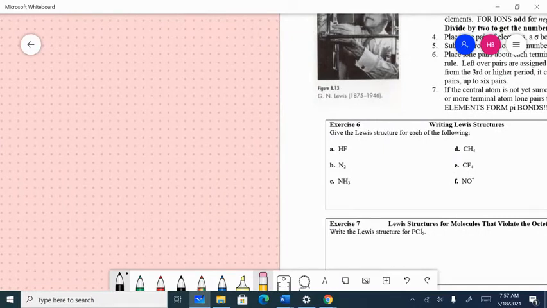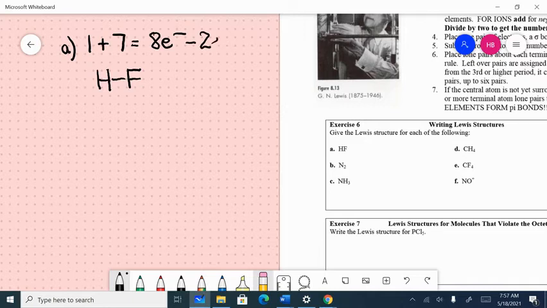So HF. First, I add up the number of valence electrons. I can find that by the Roman numeral at the top of the family. Hydrogen has 1 valence electron. Fluorine has 7 valence electrons. So I have a total of 8 electrons. That's how many I need to represent, no less, no more. When I bond them together using this single line, I used 2 electrons. Now I have 6 left to do.